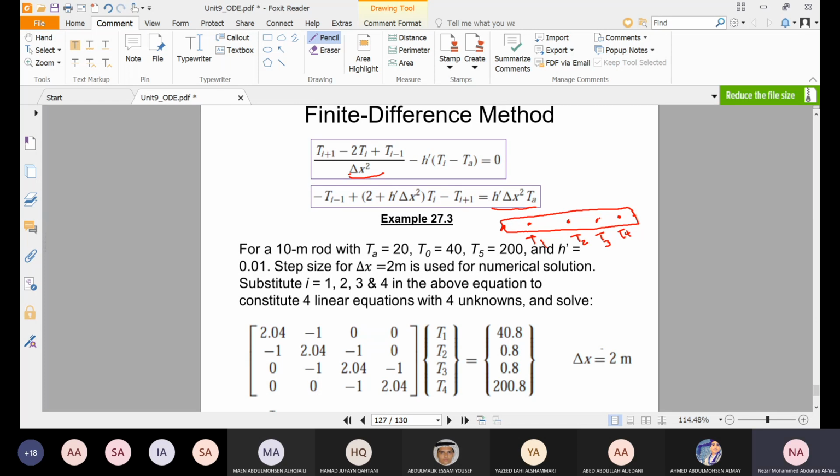And given the information in the question, we have the temperature at T0, here it is 40. This is the temperature at 0. And at the end here, 200. The value of h bar is equal to 0.01. Delta x is 2 meters. So after that, we'll take iteration.